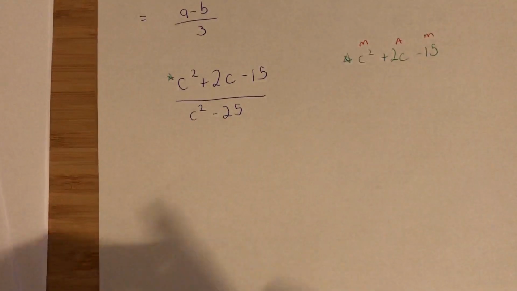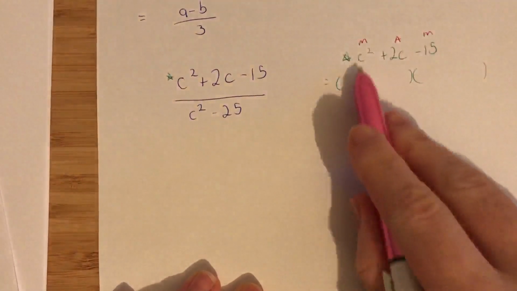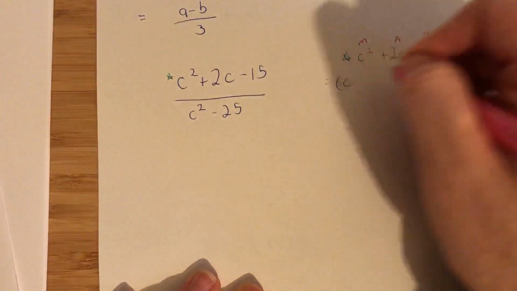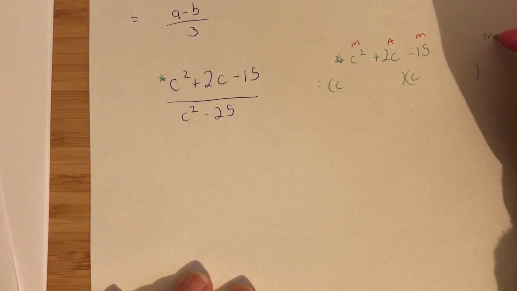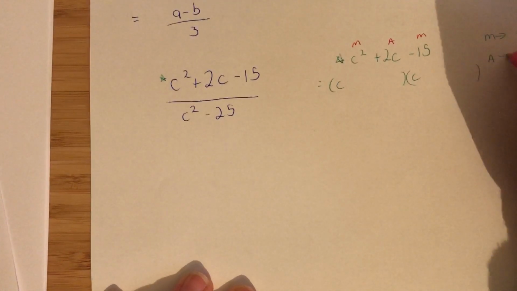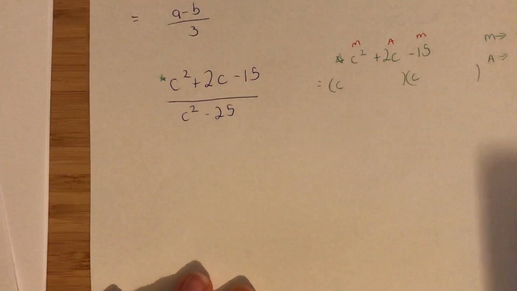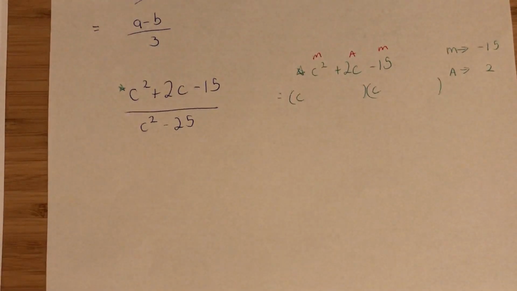So in our double brackets, we're multiplying to c squared, so we've got c and c. These two we need to match up, so we're multiplying towards negative 15 and we're adding towards positive 2. So we need two factors that multiply to negative 15 and add to 2.